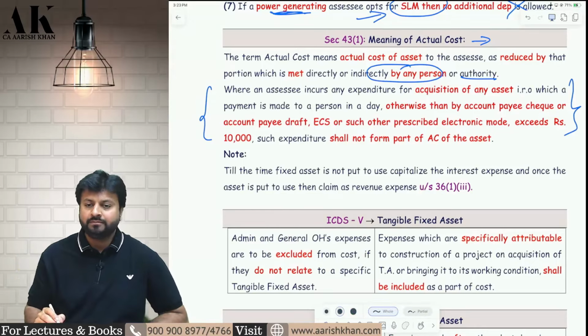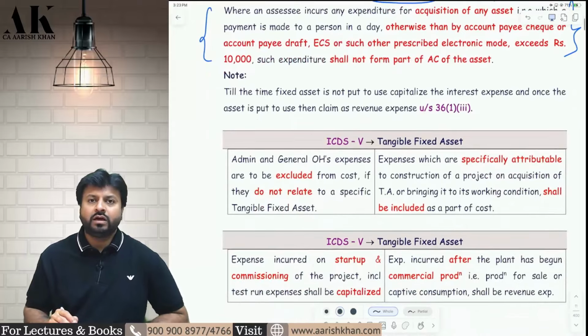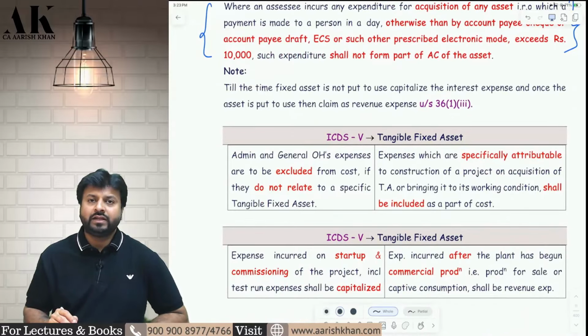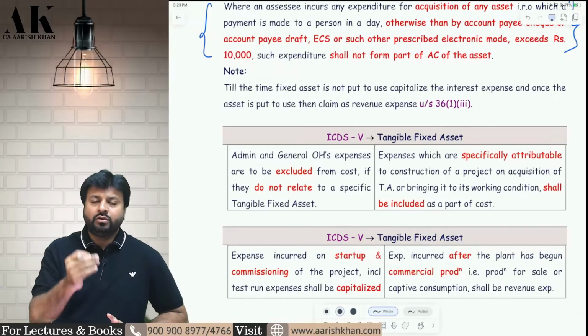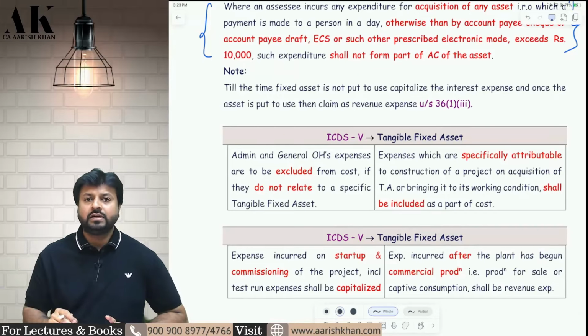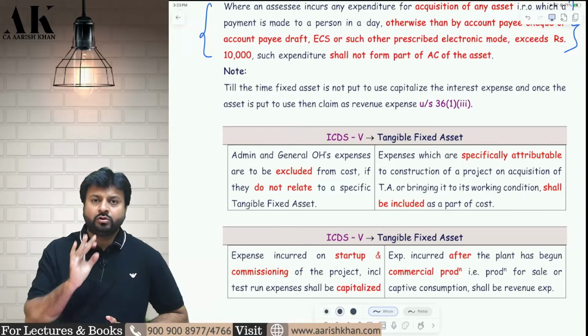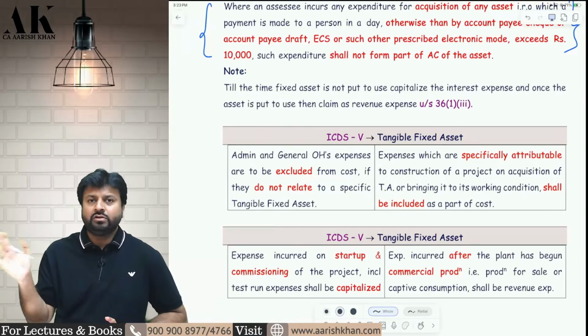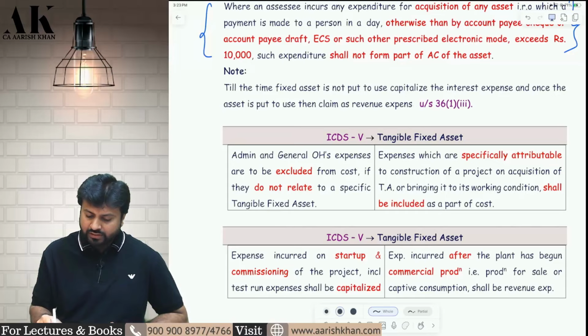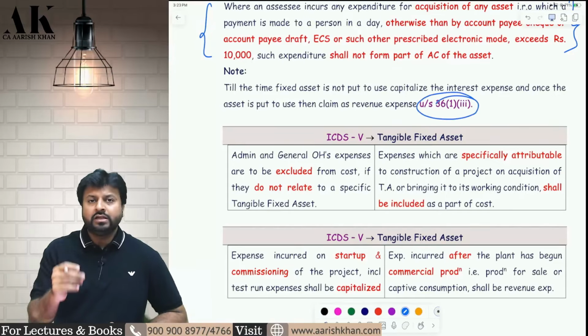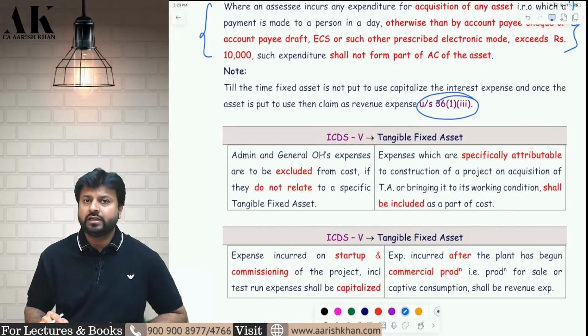Be very careful. Then, sir, if I have taken a loan for an asset, what will be the treatment of the interest? Very simple. If I have taken a loan to purchase or construct an asset, then till the time the asset is not put to use, you will capitalize the interest, the way you do in your financial reporting. Once the asset is put to use, you can claim the interest as a revenue expense under section 36(1)(iii). I hope it is clear to all of you.